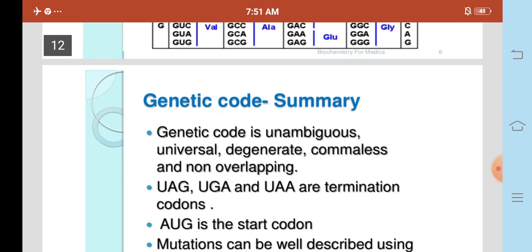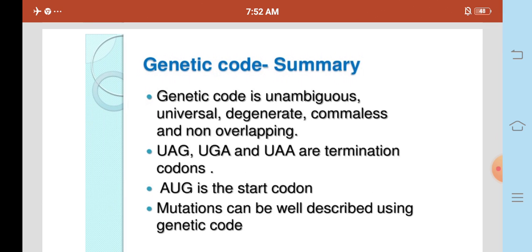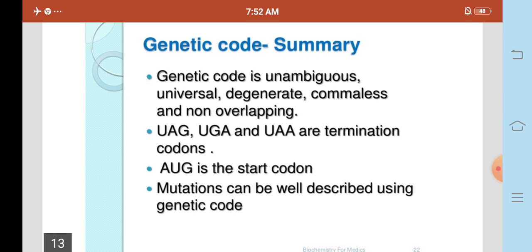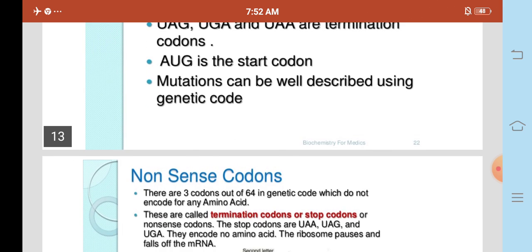Genetic code summary. Genetic code is unambiguous, universal, degenerate, commaless, and non-overlapping. UAA, UAG, and UGA are termination codons. AUG is the start codon. Mutations can be well described using the genetic code.